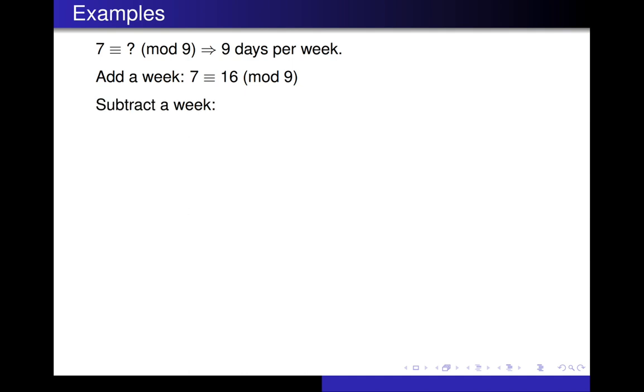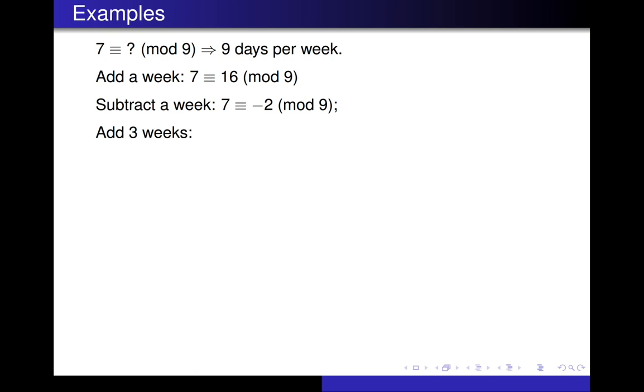Very nice. Let's subtract a week. 7 minus 9, that's going to be -2, right? 7 is congruent to -2. Now, if we're thinking days of the week, what that -2 means is 2 days in the past. So 7 days in the future is the same as 2 days in the past. And that makes sense. If I'm on Thursday, 7 days in the future is, well, actually, I shouldn't use Thursday because that's mod 7. But you get the idea.